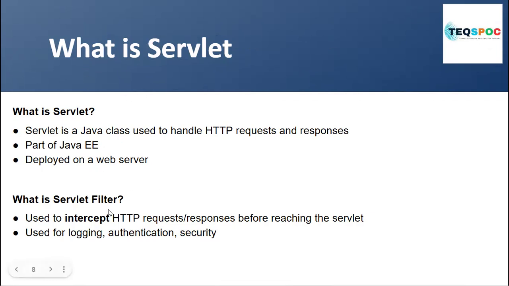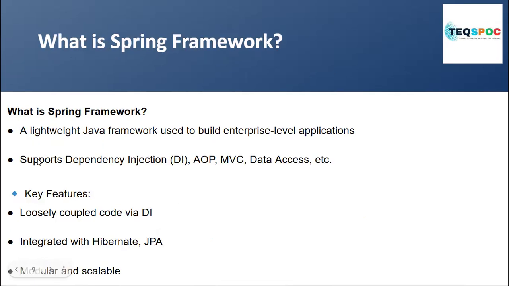So what are servlet filters? They are used to intercept HTTP request and response before reaching the servlet class. Basically, a filter is used to filter the data which is coming to the servlet. It is used for logging, authentication, and security purposes. Servlet filters work as a filter chain. Then it was upgraded to the Spring Framework.